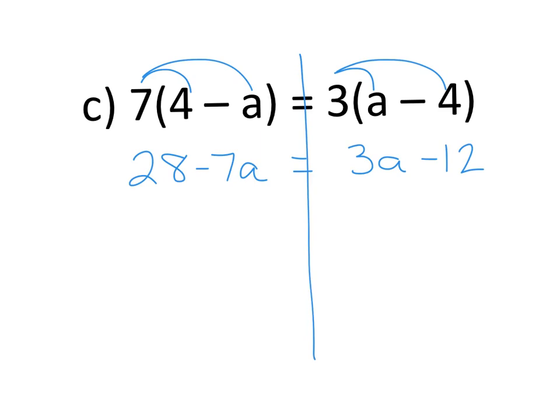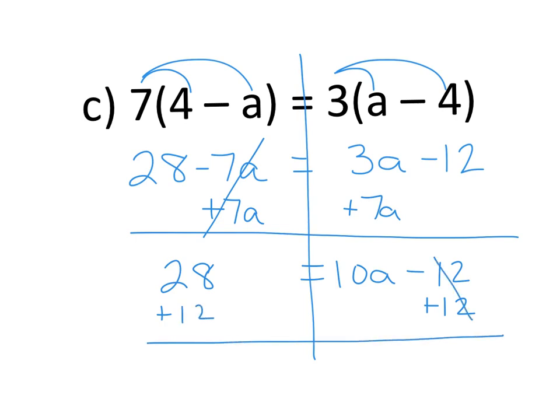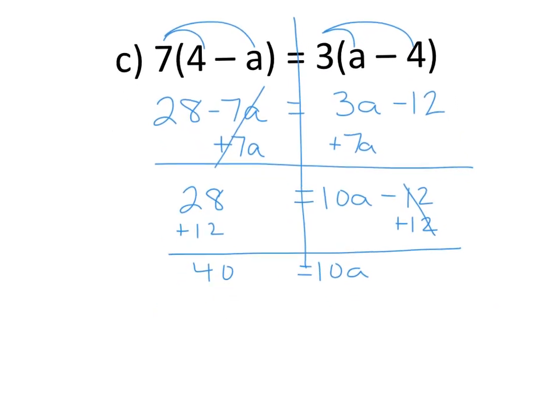Now I'm going to draw my wall. And again, it doesn't matter which a I move first. I can either add the 7a over to this side, or I can subtract the 3a and bring it over this way. Again, doesn't matter which one you move first. So I'm going to add the 7a over to the right-hand side. Those are going to cancel. So 28 equals 10a minus 12. Now I'm going to add 12 to both sides and get 40 equals 10a. My last step is to divide both sides by 10. So 4 equals a.